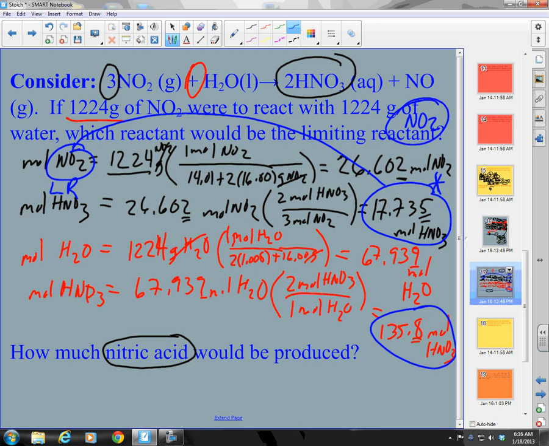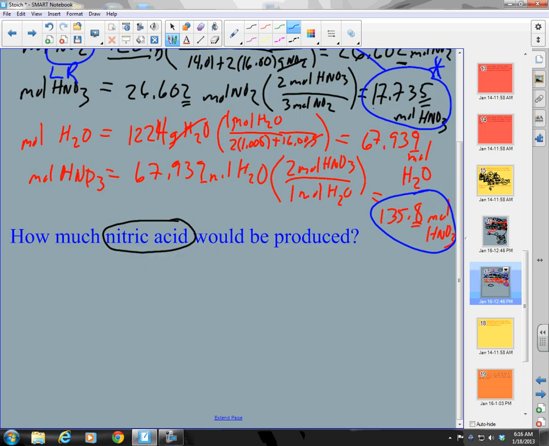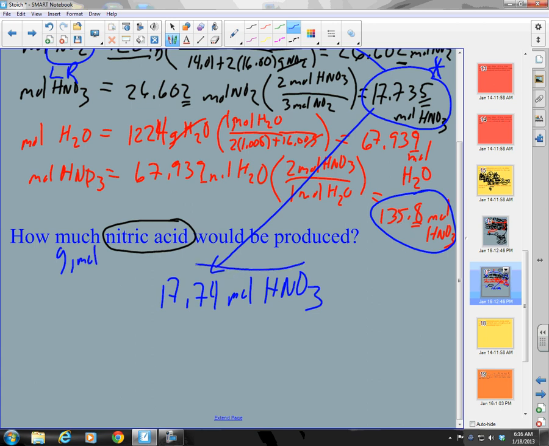Good. How much nitric acid would be produced? Well, the amount that would be produced of a product is the amount that is calculated from the limiting reagent. So that would be 17.74 moles of nitric acid. Now you notice it doesn't say here grams or moles, so I could answer that in any way I want. And I'm going to just say moles because that's what I have.